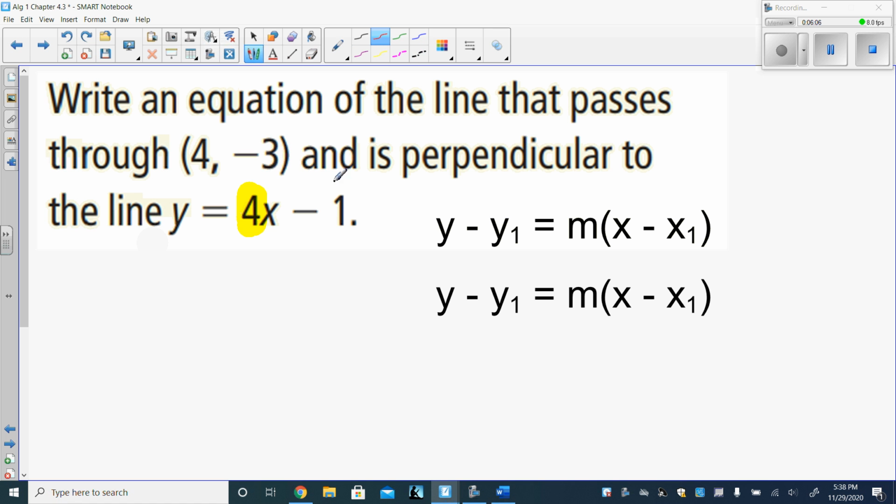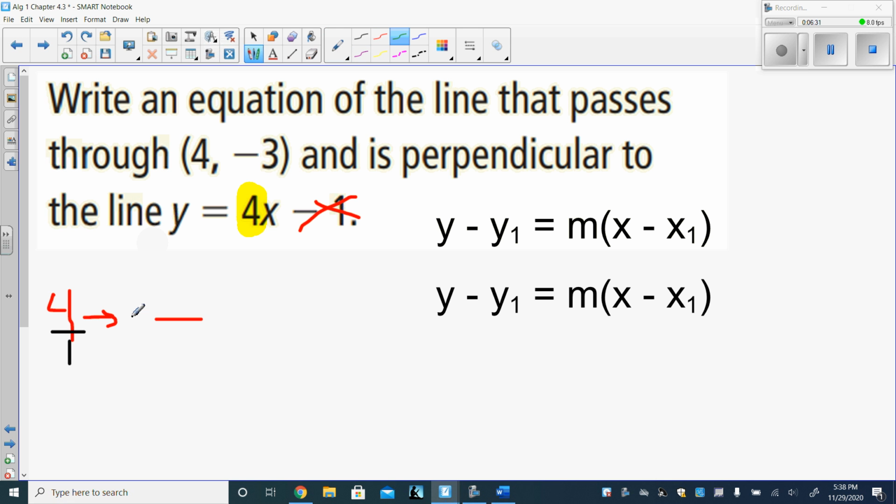Now, we don't care about anything else. We just want the 4. Because, again, we want perpendicular. So, since our line is perpendicular, the slope is going to be the opposite reciprocal of it. Now, we're starting off with 4, or, well, 4 over 1. We don't really write 4 over 1. We just write it as 4. But it is over 1.